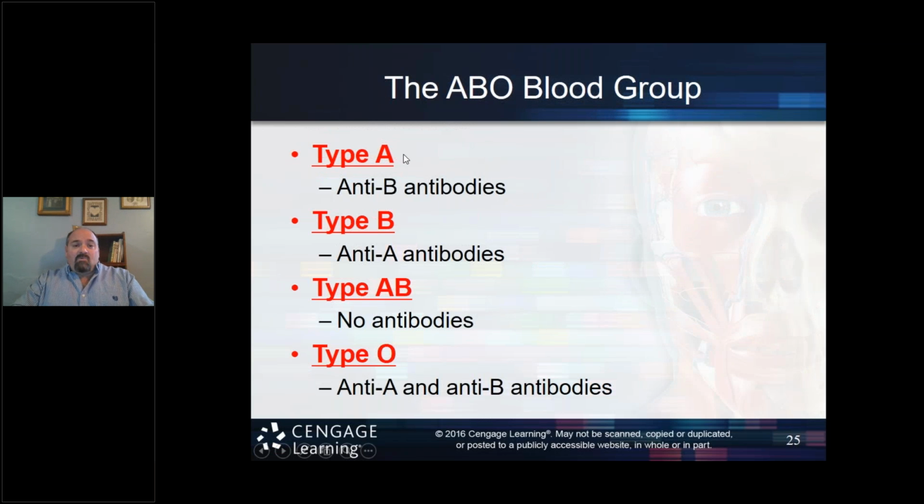So then again, type A blood will have the A antigens and the B antibodies. Type B blood will have the B antigens and the A antibodies. Type AB will have the A and B antigens, no antibodies for them, because if it did, your own antibodies would start attacking your red blood cells because they contain A and B antigens. And then type O, there's no A or B antigens present, but there are A and B antibodies present in the blood.